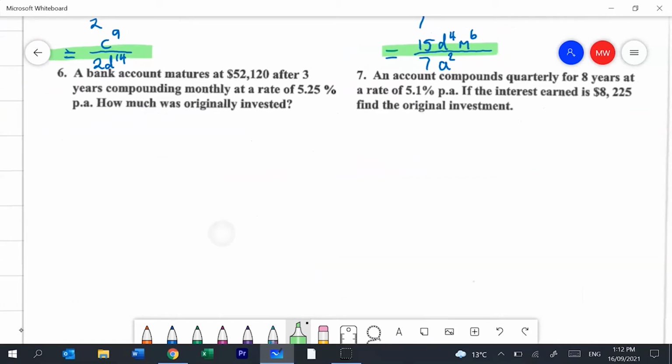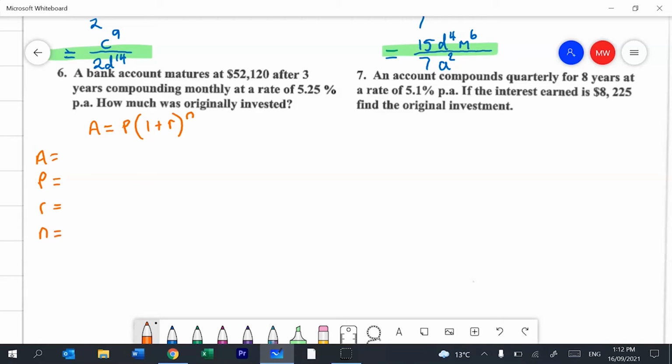Question 6. We're back to our compound interest formula. So we're back to A equals P outside of 1 plus r to the n. Let's see what values we've got and which values we need. We've put them down here where we won't get lost along the way.